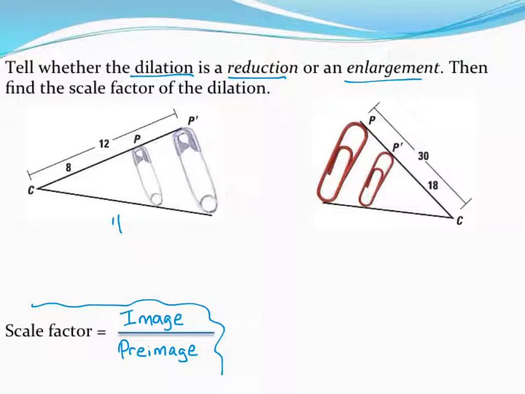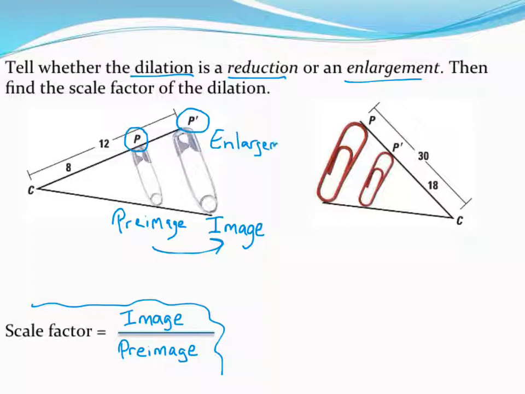I know in this first example that the smaller paperclip represents my pre-image, and it's not because it's first, it's not because it's smaller, it's because the label is just labeled with a single letter like P. Our second figure is going to be the image because I noticed the prime, just like we've dealt with other transformations. So in this case, going from the pre-image to the image, I can see that this is getting bigger, so obviously in that case this is going to represent an enlargement. But again, if we don't know which one's which, it's hard to tell.